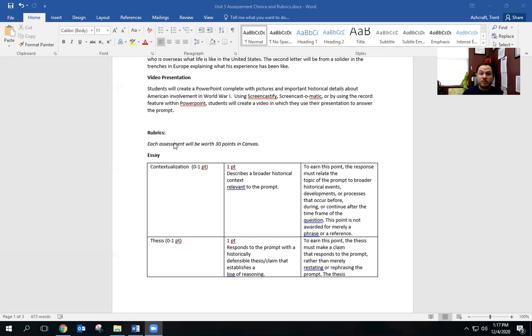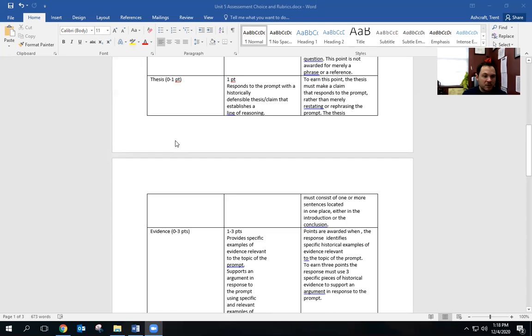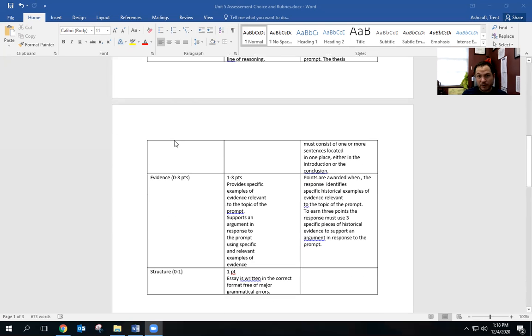Instead, you're going to have to respond to the prompt with a historically defensible claim, a thesis, that establishes a line of reasoning. It must essentially tell the reader, here's the argument that I'm going to make to you throughout the remainder of this essay. Most of your points in the essay come from your evidence.